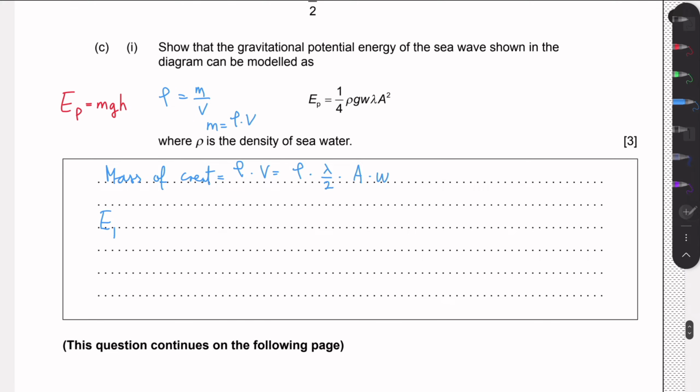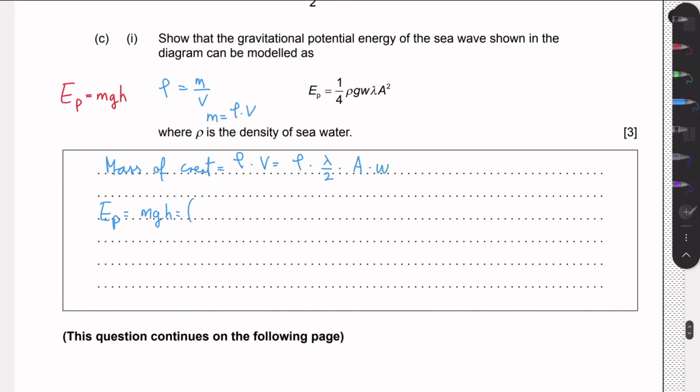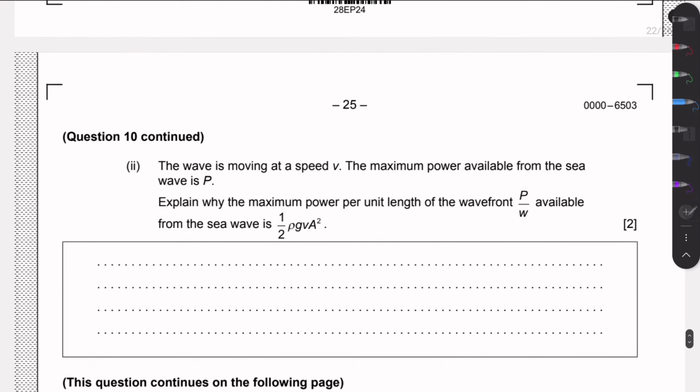So E potential will be mgh, and this is density times lambda over 2 times A times W times g times A over 2. And then we can combine the 1/2 to get a fourth, and then we'll have a density, a g, a W, a lambda, and an A squared. And so this is how we can show this relationship for the potential energy.